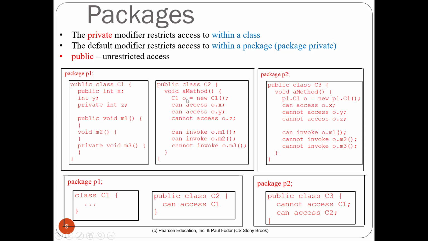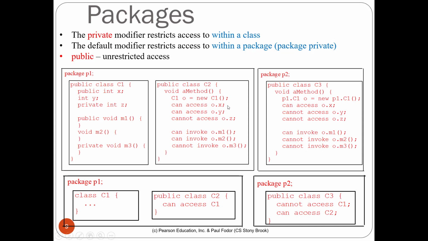Fine, you created an object of type C1. What can we do with this object? Can we access X using O? X, Y, and Z are all instance variables, and these methods are all instance methods. So we have everything as instance for C1. We don't have any static members. Okay, that is good news.